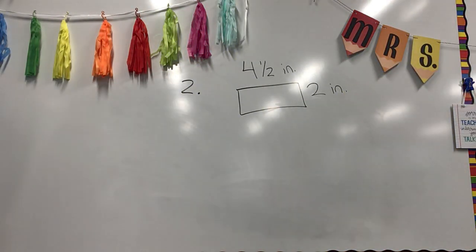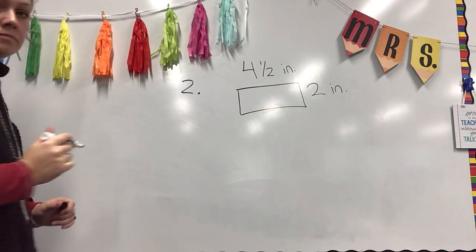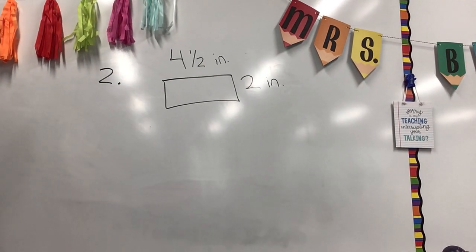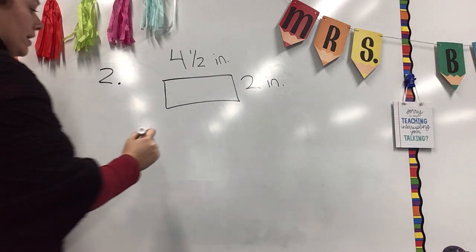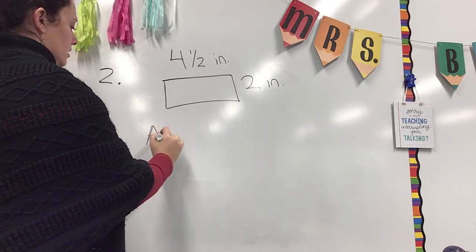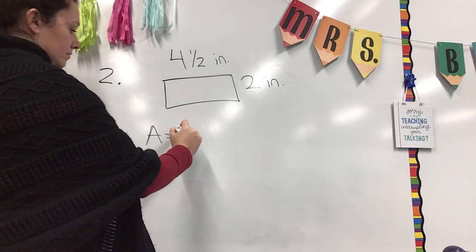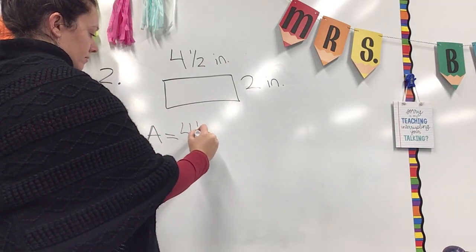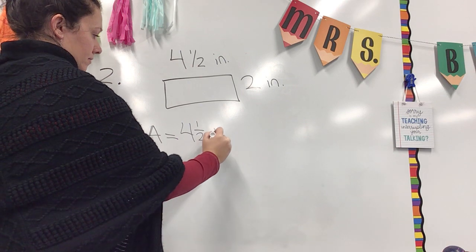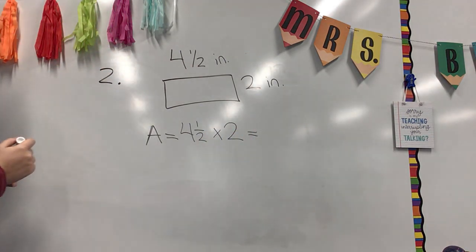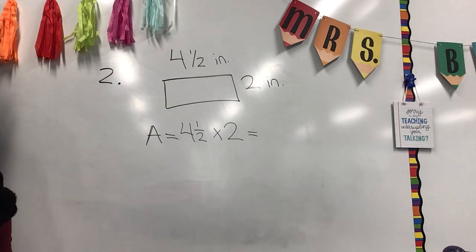All right, I threw in a fraction there. Is that a 1 or 1, 2? 4 and 1/2 and 2, and we're working with inches. What is going to be my equation? 4 and 1/2 is your length, and then 2 inches is your width. Very nice. How do I solve this problem?